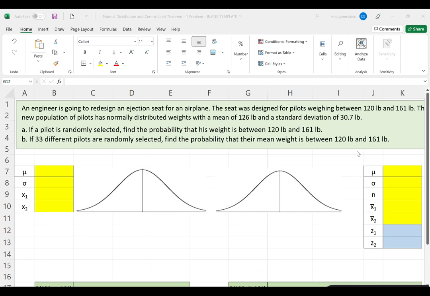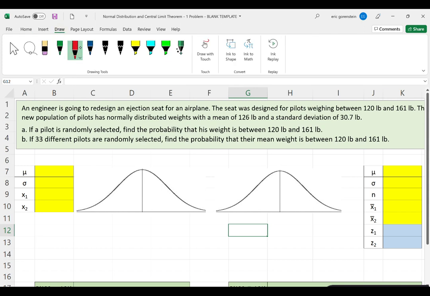The seat was designed for pilots weighing between 120 and 161 pounds. The new population of pilots has normally distributed weights with a mean of 126 and a standard deviation of 30.7 pounds.